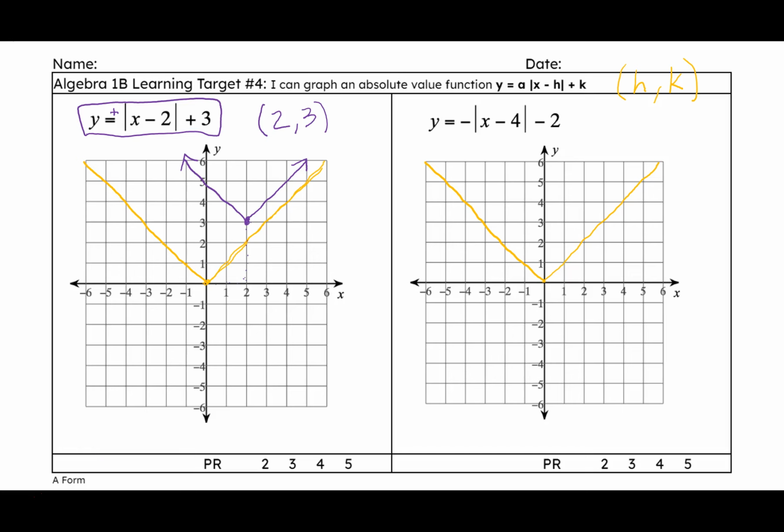All right, so in this case, we got a couple things going on. We have our point where it starts at 4, -2. So instead of starting the point here at 0, 0, I'm going to start it at 4, -2. That's where it's going to start. Now, normally, if that were it, if this were a positive in front, then I would just go up and up like this. But I've got a negative in front. That's going to make it point downwards instead.